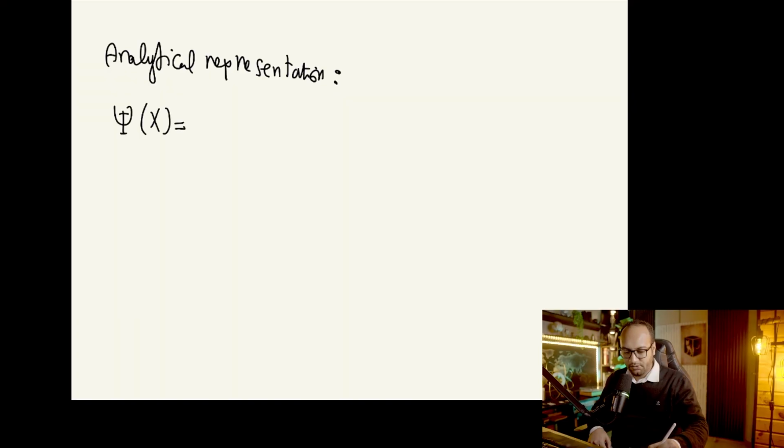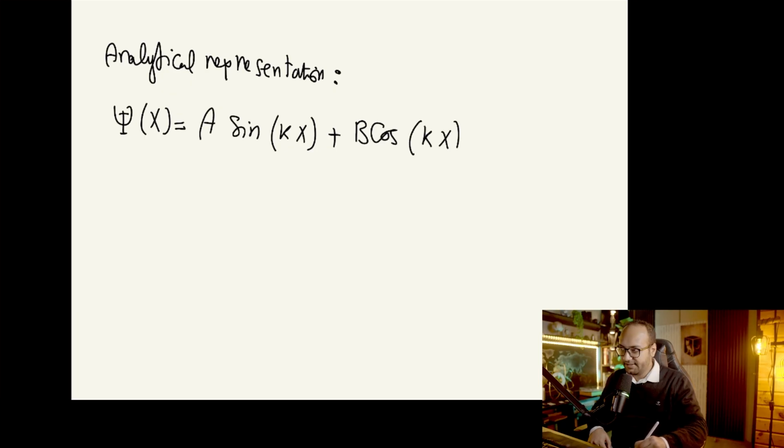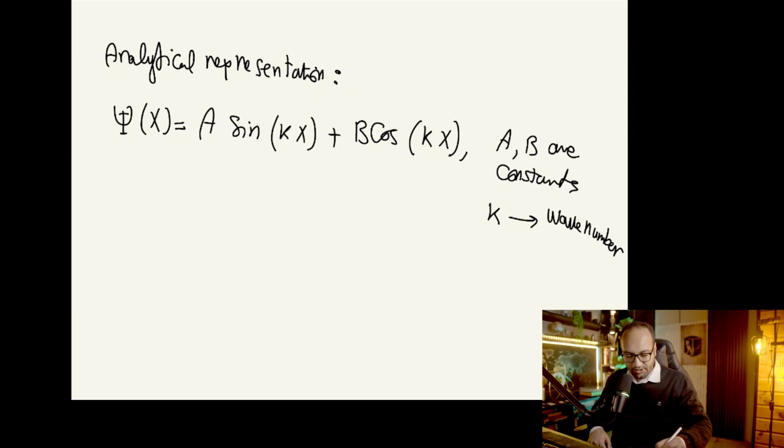Now we come to qubit representation, how we can represent a qubit state. A quantum state of a qubit or any particle can be expressed analytically. For example, you can have psi of x equals a sine kx plus b cosine kx, where a and b are constants and k is the wave number. In this expression, psi of x is an analytical representation. So we can have an analytical formula to express the quantum state.